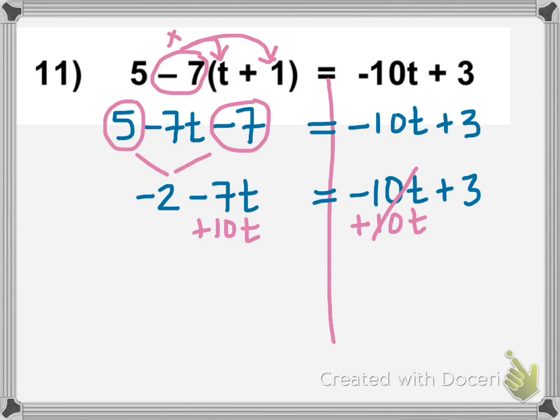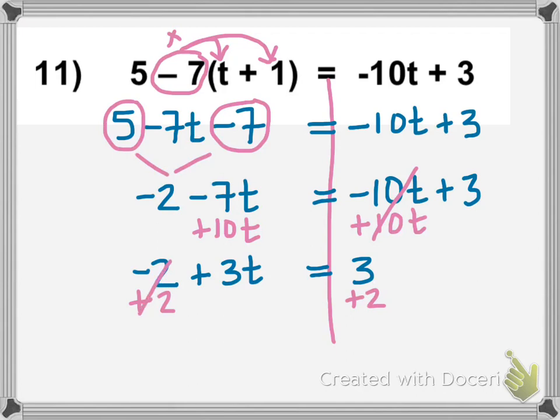On the left, I've got negative 2. When I combine negative 7t and positive 10t, that equals positive 3t. Equals 3 on the right. Now that all of our variable terms are on the left, we need to move all of our constants to the right. So we're going to move over that negative 2 by adding 2 to both sides.